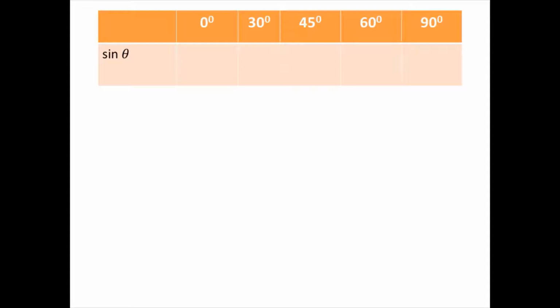Let's see the values. Now sine 0 degree. Sine 0 degree is 0. Sine 30 degree is 1 by 2. After 0 it becomes 1 by 2. After 1 by 2 it becomes 1 by root 2. So sine 45 degree value is what? 1 by root 2. And next is the sine 60 value. Sine 60 value is root 3 by 2. So next sine 90 value, that is 1.